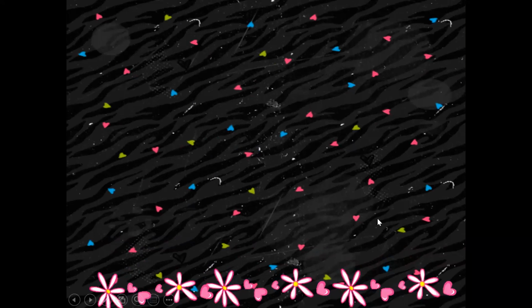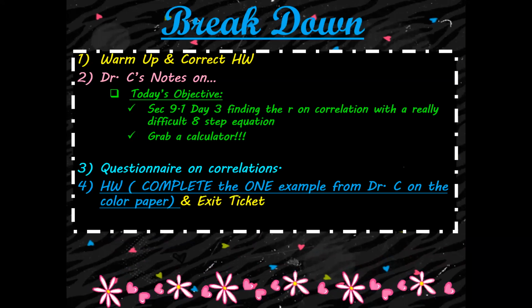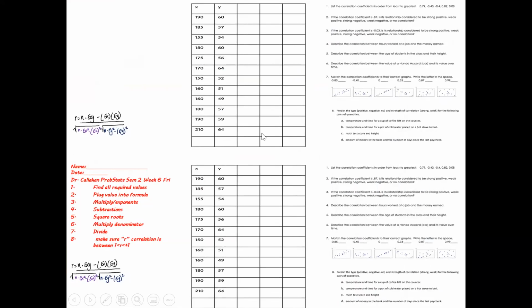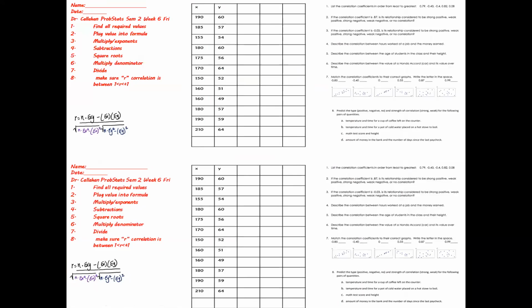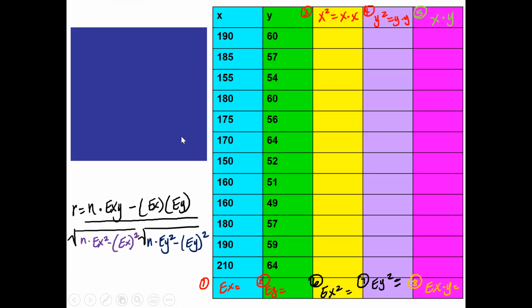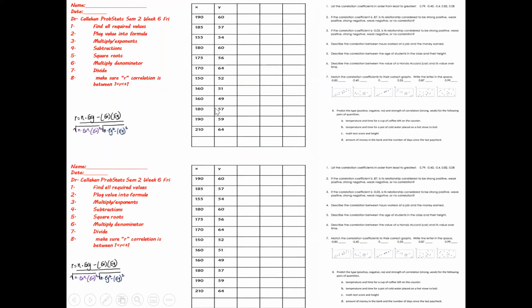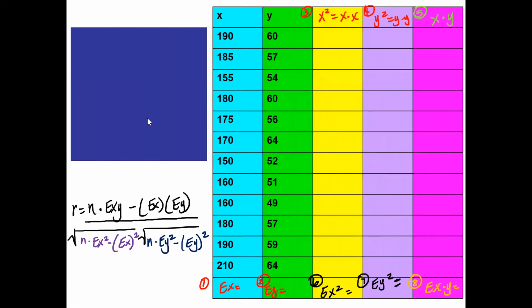This is the breakdown for today. We're going to talk about our second day with finding the R, which is correlation. I have a questionnaire on correlation that you are going to be working on for the rest of the day today. This is kind of your guided notes along with your 8 steps. Let's take a look at this question here. We're going to fill out this chart together, okay?